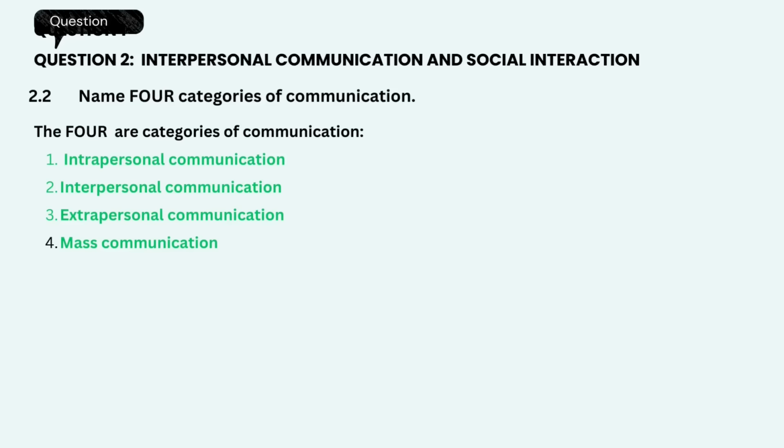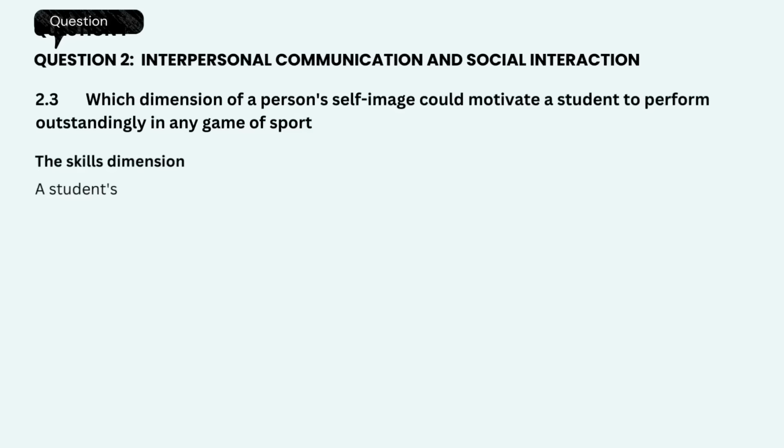Question. Name 4 categories of communication. The 4 categories of communication are: 1. Intrapersonal communication. 2. Interpersonal communication. 3. Extrapersonal communication. 4. Mass communication.